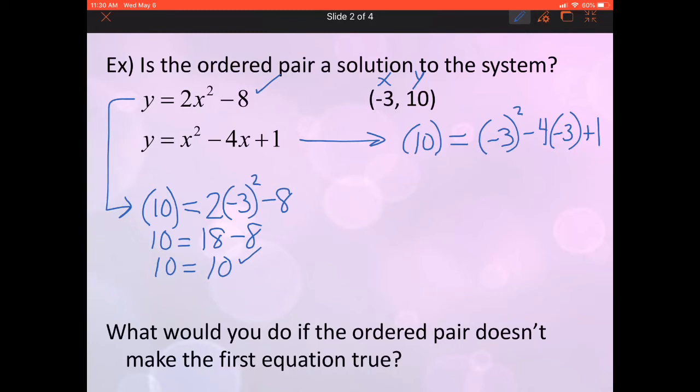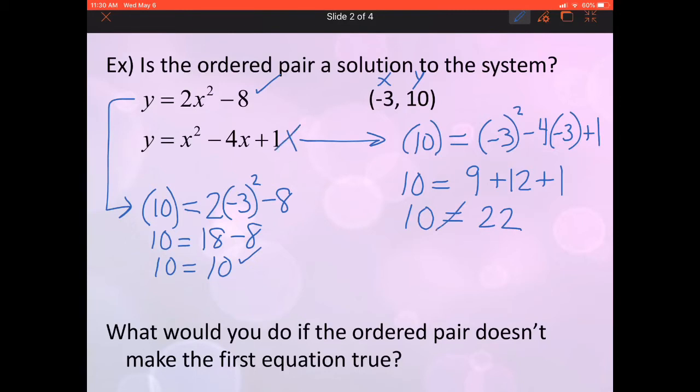So the left side is 10 equals, and I could do that in my head. If you'd like to use your calculator, you can. So negative 3 squared is 9. 4 times 3 is 12, and a negative times a negative is positive 12 plus 1. So I have, let's see, 9 plus 12, that's 21 plus 1 is 22. So these are not equal, so it did not work for the second one.